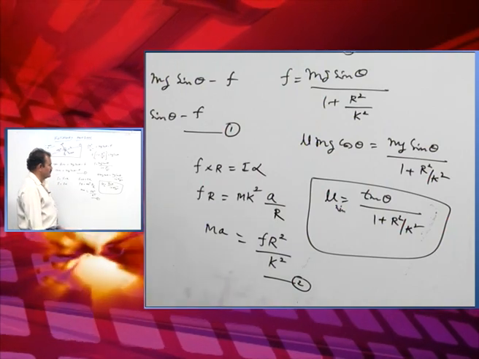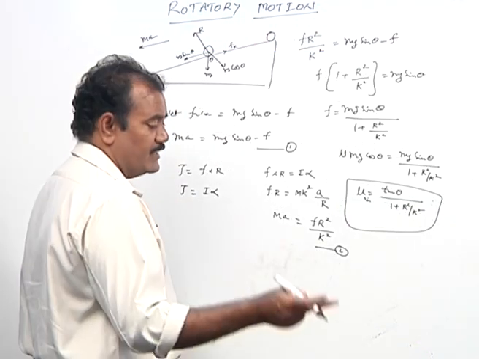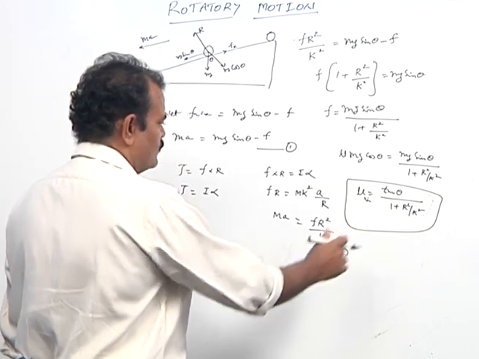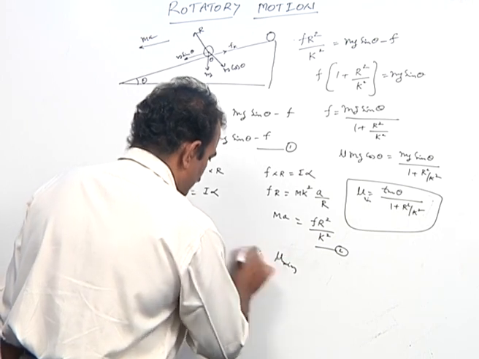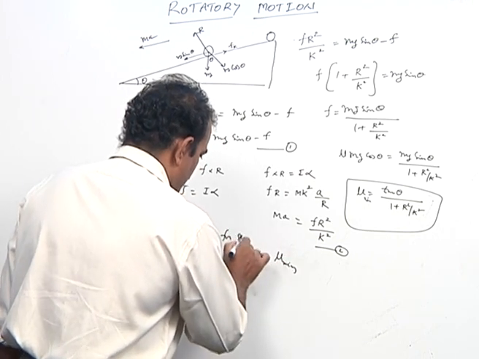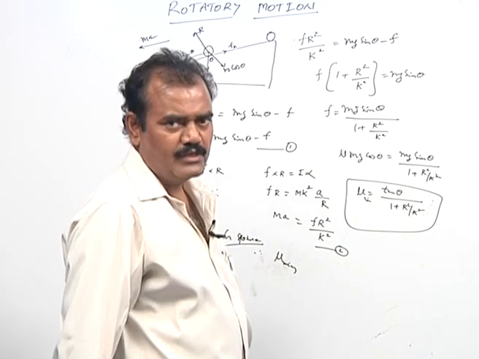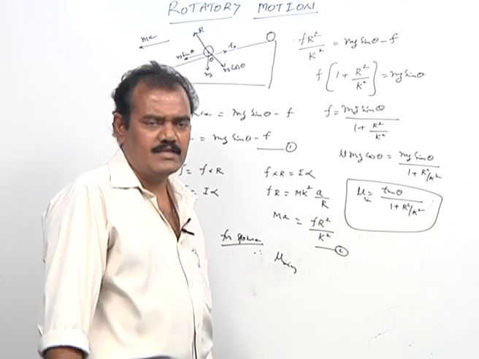Suppose in this particular example you are given a solid sphere. For the solid sphere, what is K square by r square? It is 2 by 5. So for the solid sphere it is 2 by 5. Therefore, mu minimum for that sphere. For a sphere, unless otherwise mentioned, you always have to take a sphere as nothing but the solid sphere only. If at all it is the hollow sphere, it will be specially mentioned. Otherwise, you have to take it as a solid sphere.